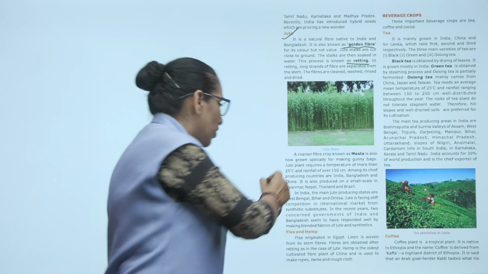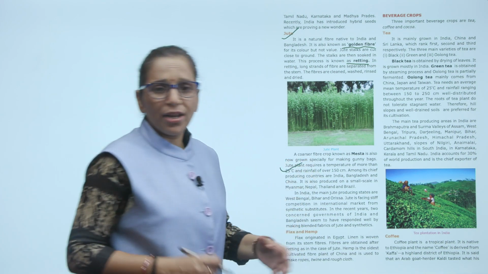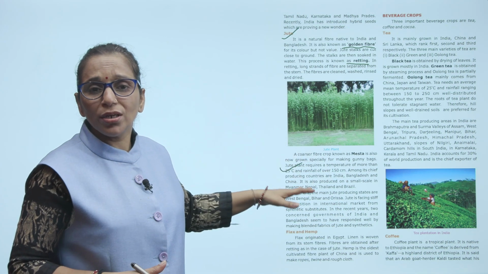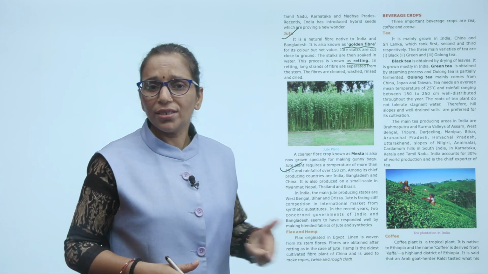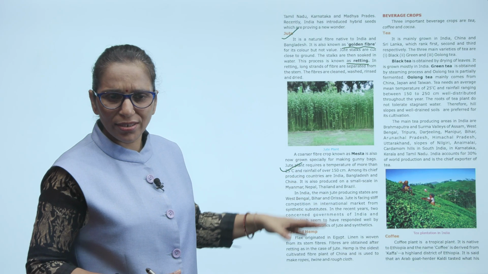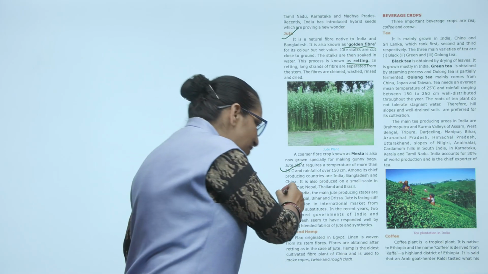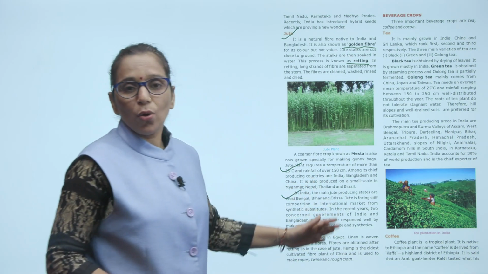Jute plant requires a temperature of more than 25 degrees centigrade and rainfall of approximately 150 centimeter. Among its chief producing countries, we can say India, Bangladesh, China, and it is also produced on a small scale in Myanmar, Nepal, Thailand and Brazil. In India, the main jute producing states are West Bengal and after that Bihar, Odisha.